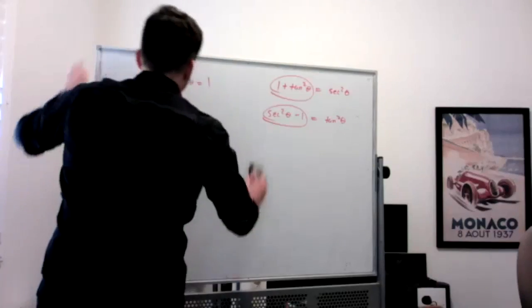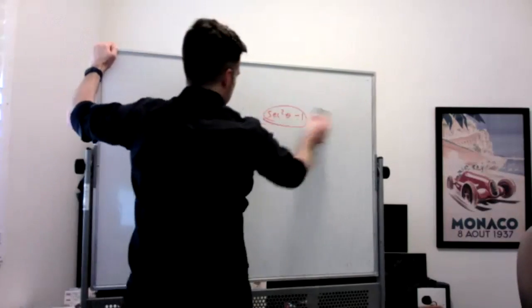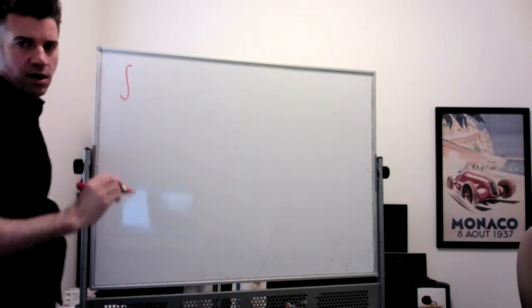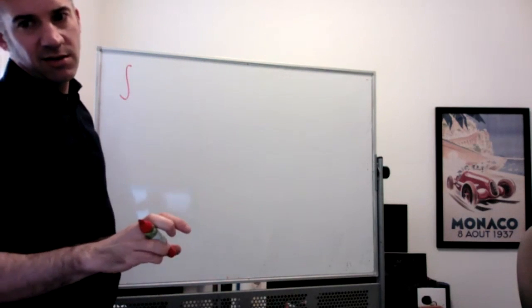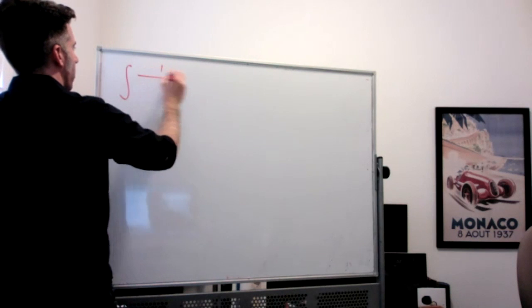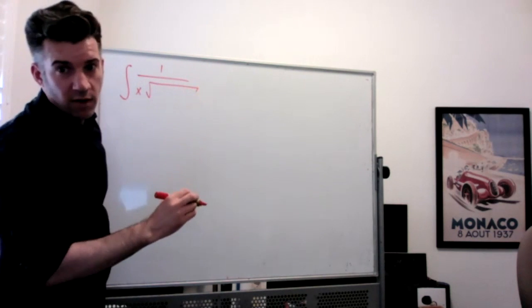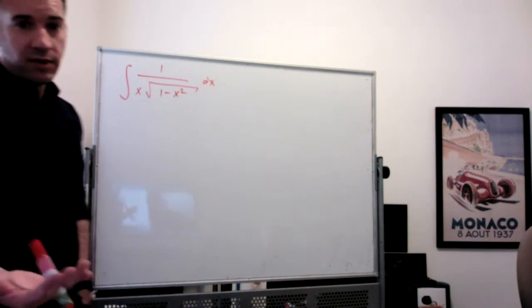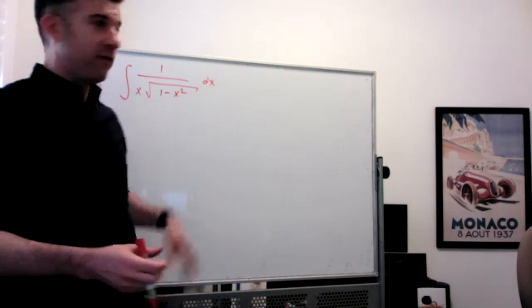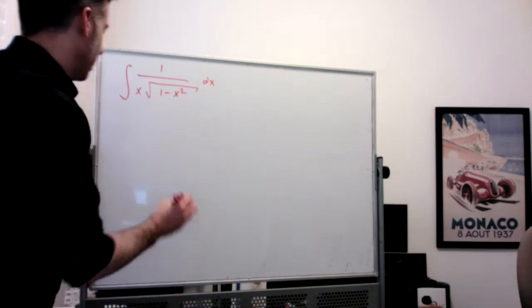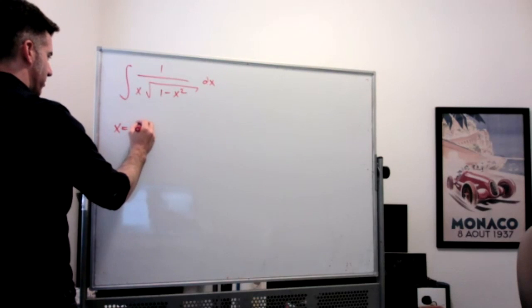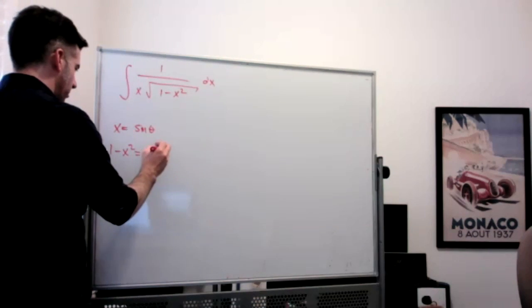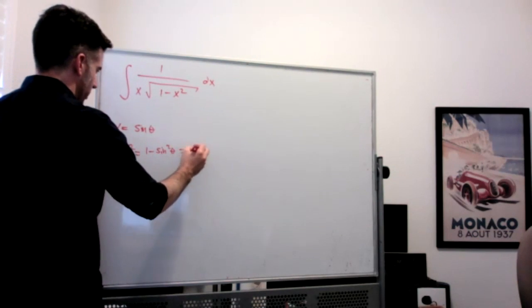So let's look at an indefinite integral. The indefinite ones actually often are kind of harder, and you'll see why. So let's say I want to find the integral of 1 over x times the square root of 1 minus x squared. Okay, again, this is going to be a sine trig substitution because I have 1 minus something squared. So I'm going to let x equal sine of theta. And then I'm going to notice that 1 minus x squared is 1 minus sine squared, which is cosine squared.